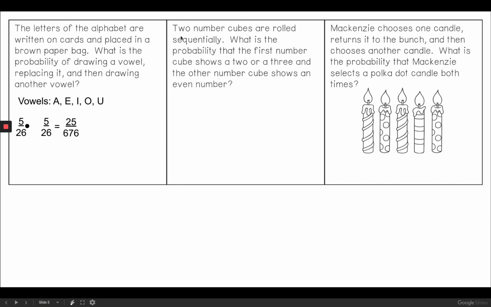Next question. 2 number cubes are rolled sequentially. What is the probability that the first cube shows a 2 or a 3, and then the second number cube shows an even number? Well, the probability of getting a 2 or a 3, that's 2 out of 6. I have 2 favorable outcomes out of 6 total. And then the number cube showing an even, I'd have 2, 4, 6. That's a half a chance of getting that. So I'm going to go 2 times 1 is 2, and then 6 times 2 is 12. And then 2/12, that can reduce because both can divide by 2. So I'm going to divide both those by 2 and get 1/6.